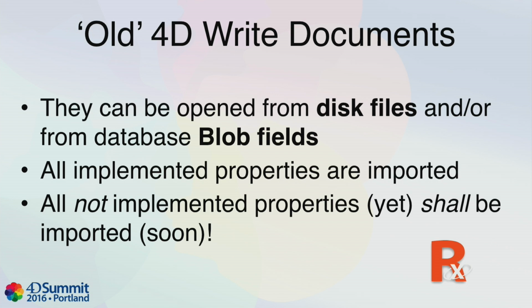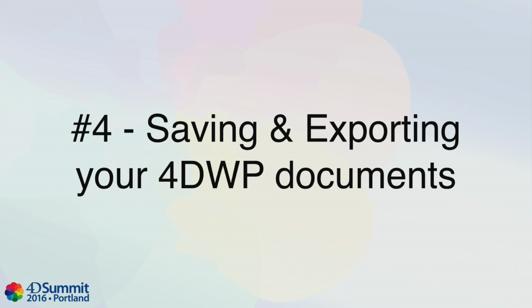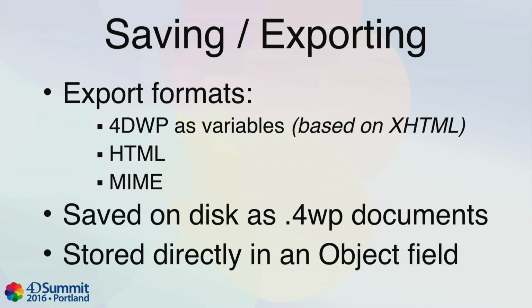All right. Soon. Okay. So what about saving and exporting your 4DWP documents? There are 3 export formats available in 4D Write Pro for now. The first one is the basic format of 4D Write Pro. It's lossless, as I told you this morning, it's based on XHTML, but it's not only XHTML format. We enhance this format to support a lot of new properties, like 4D expressions.